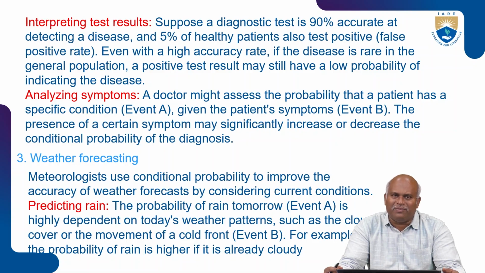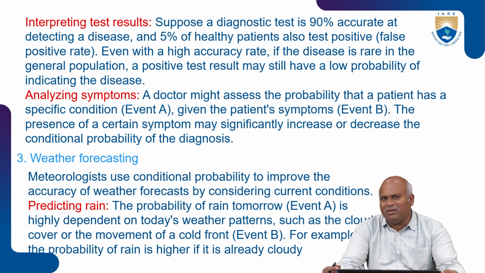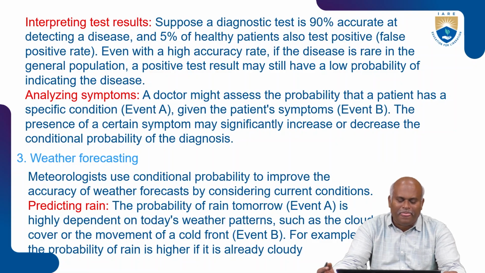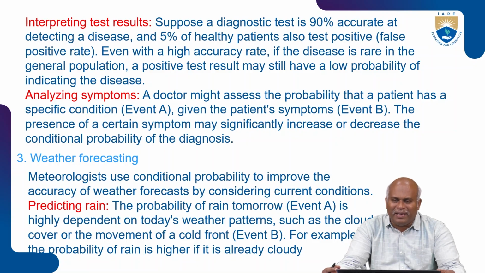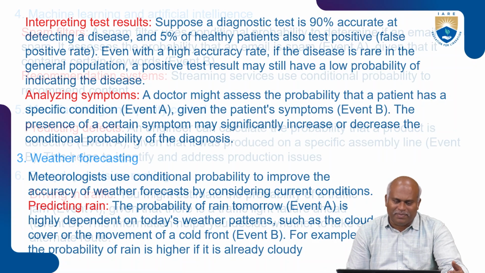Next, weather forecasting. Most meteorological departments use conditional probability to identify exactly at which time the rain will happen, or at which time a storm or thunder is going to happen. Like the wind speed, all they measure. First case, rain prediction. Depending on the weather or temperature, we should predict whether rain will happen at some conditional time.